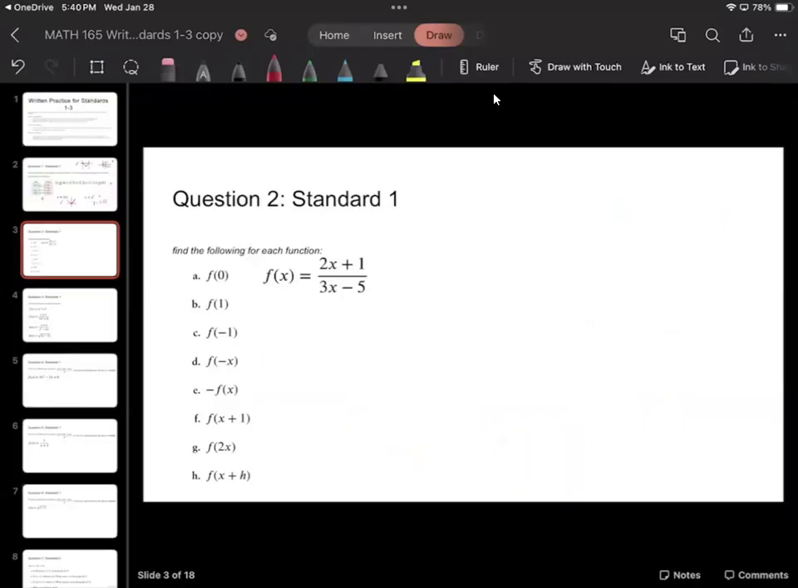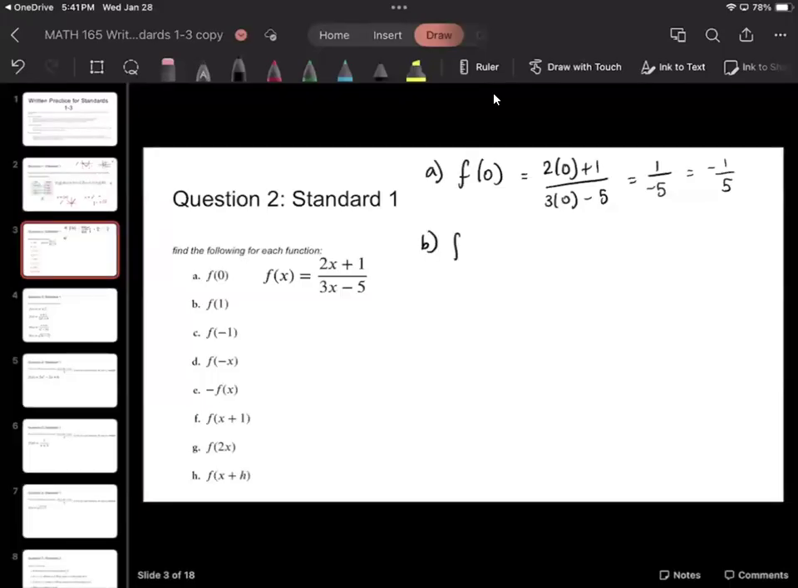So in the next question, we are asked to evaluate the function at the different inputs. So how do we do this? The first one is asking you to find f of 0. So if you're asked to evaluate f of 0, you are just going to replace every x with whatever number is in the place of x. So in this case, it is 0. So I'm going to replace every x with a 0. And I will simplify. So 2 times 0 is 0, 0 plus 1 is 1. So I end up with 1 over -5, which can also be written as -1 over 5.